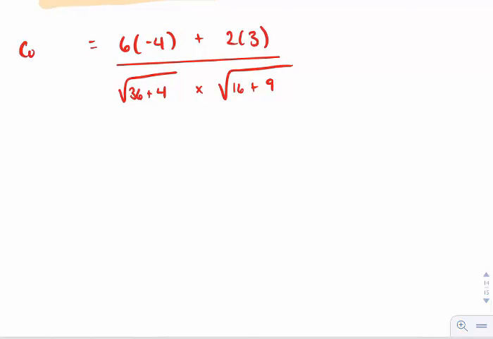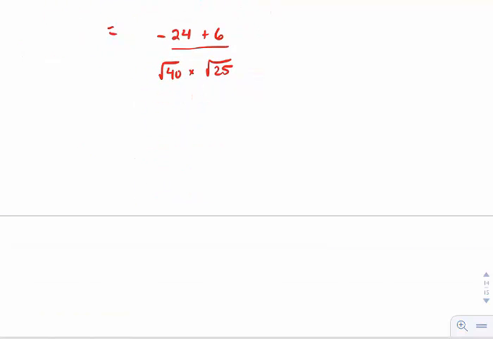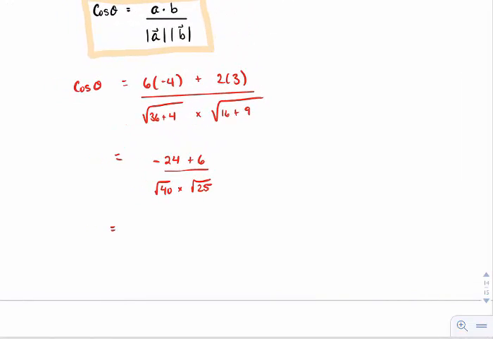Remember, this is all cosine theta over here. I just need to figure out what cosine theta equals. So that's negative 24 plus 6. And then I have the square root of 40 times the square root of 25. That's going to simplify all this. So negative 24 plus, I don't know why I wrote negative 24 plus 9 on my other sheet that I was doing before, but this is negative 24 plus 6.